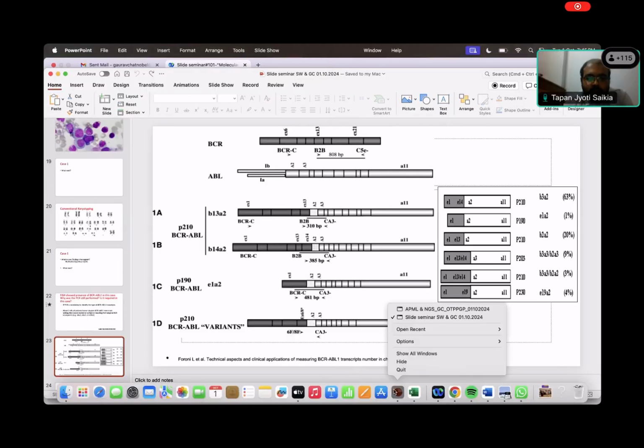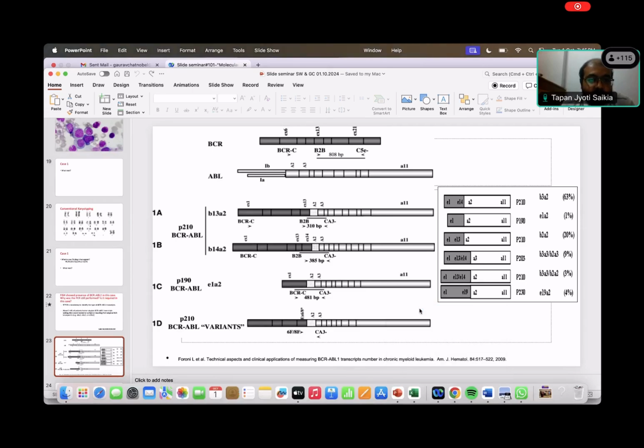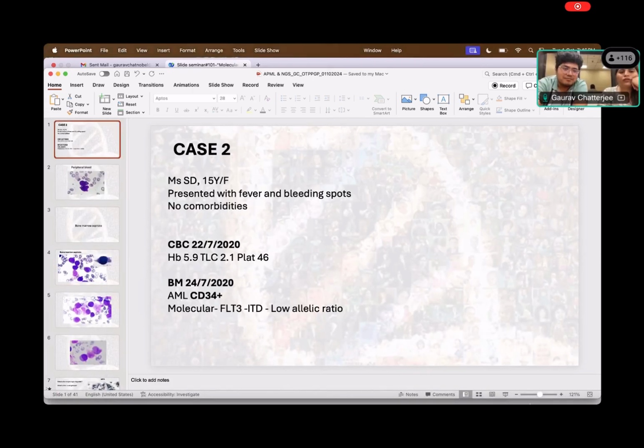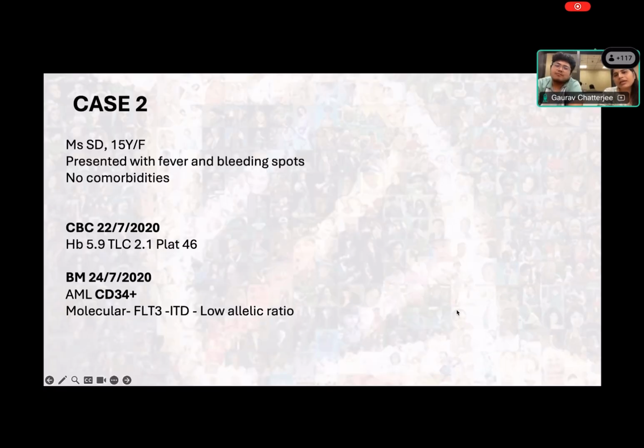So, sir, if the major transcripts come negative, then shall we go forward with next-gen sequencing or something? So basically, most labs will have variant transcripts PCR. If that also is negative, let's go for RNA sequencing and see if it is something else. Yeah, we will have some examples in the next case also, right?